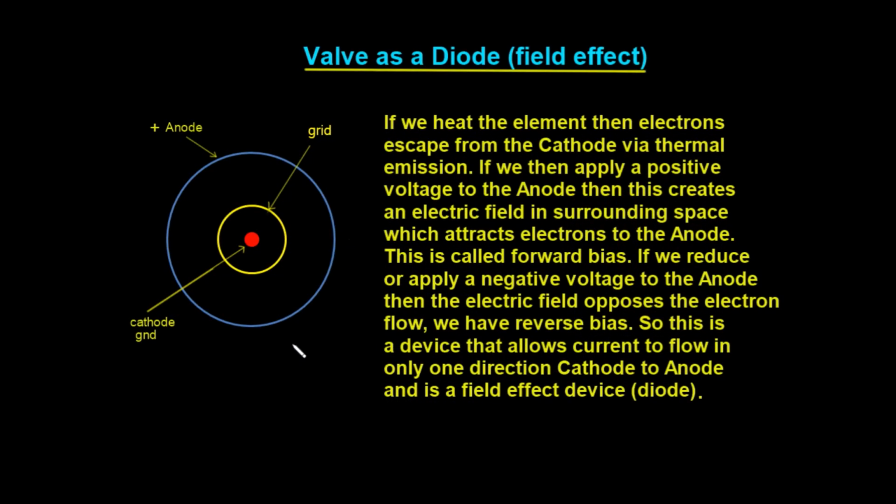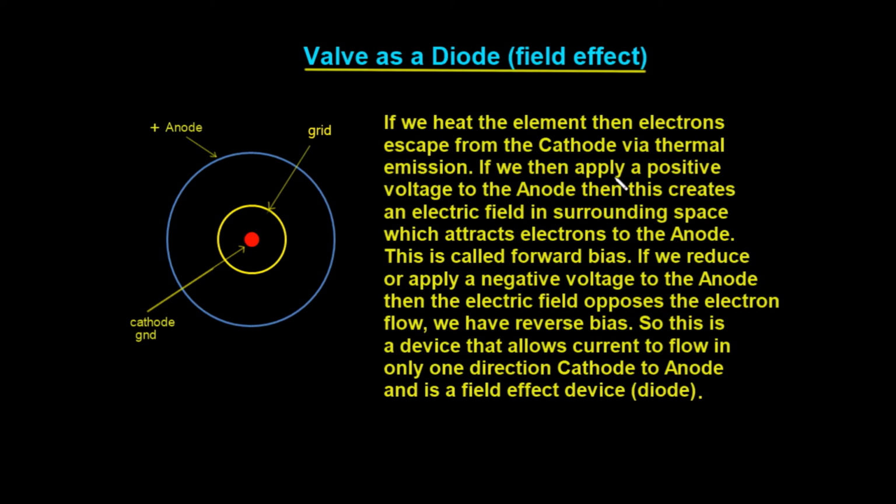So if we look at the valve in plan view, that is from the top, we're going to have the anode on the outside here, which is where the electrons flow to. We're going to have the cathode, which is heated up, and that's where the electrons come from, and we have the grid, and the grid controls this flow of electrons. So what we have is a voltage controlled current source. The voltage on the grid controls the current from the cathode to the anode.